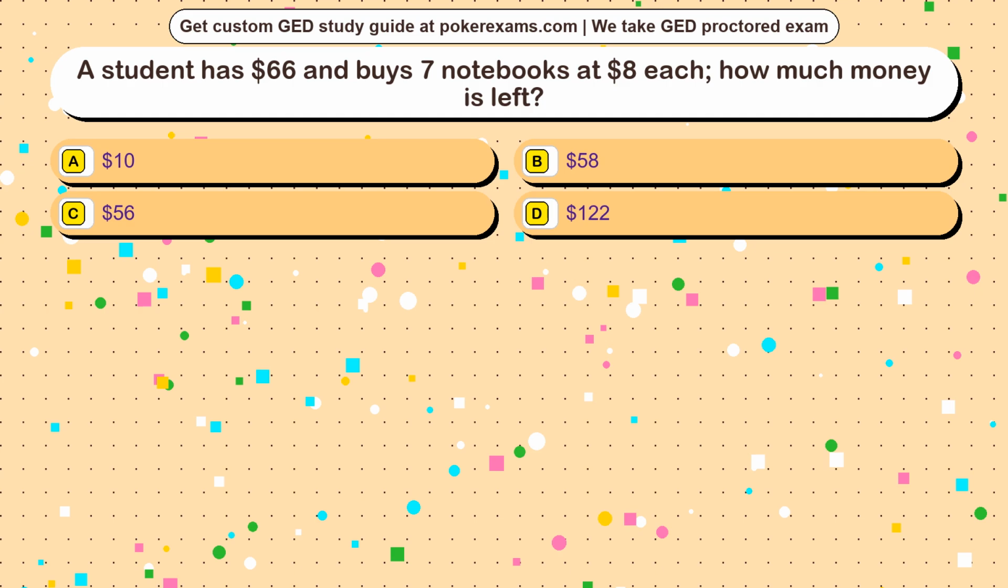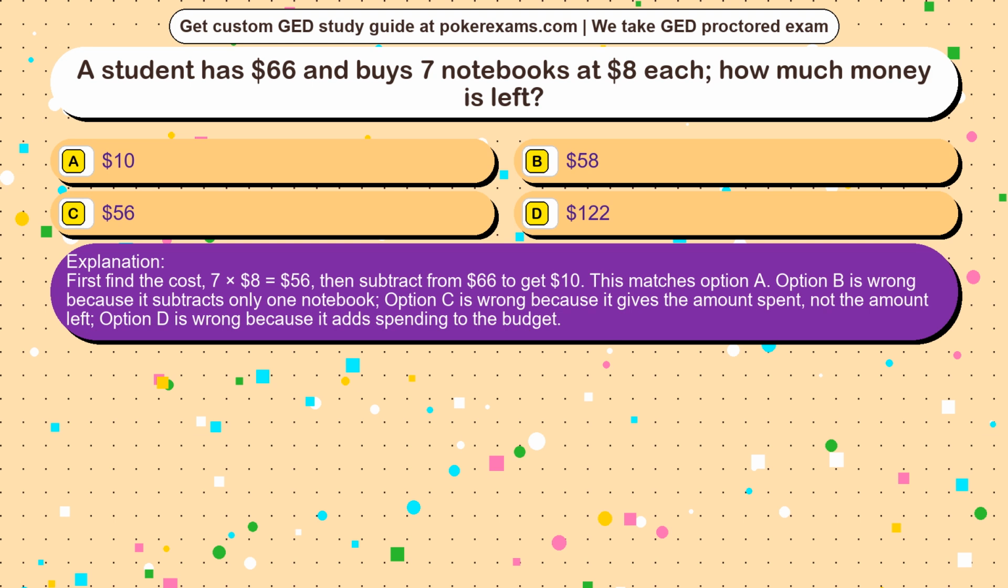The correct answer is option A. First find the cost. 7 times $8 equals $56, then subtract from $66 to get $10. This matches option A. Option B is wrong because it subtracts only one notebook. Option C is wrong because it gives the amount spent, not the amount left. Option D is wrong because it adds spending to the budget.